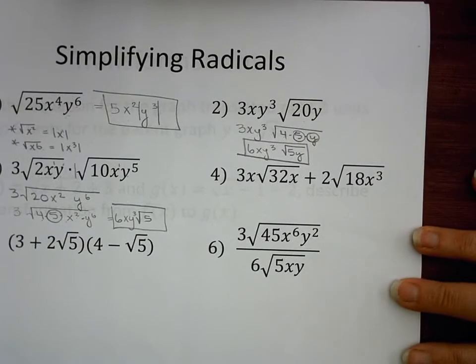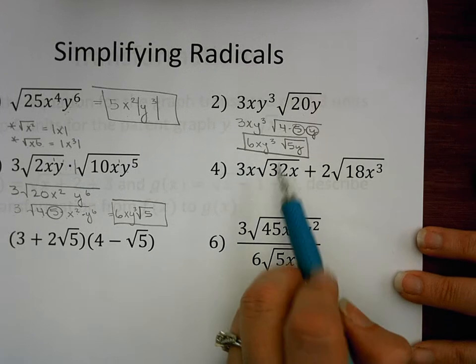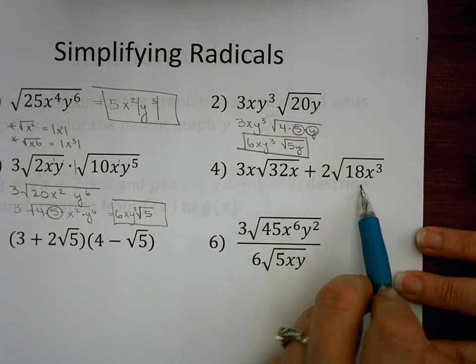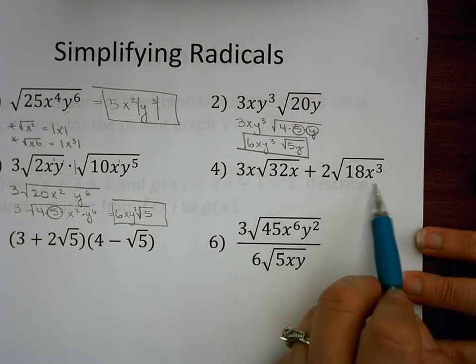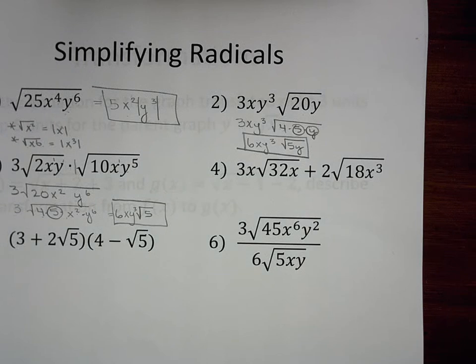So here for adding and subtracting, I always need to make sure that this part is exactly the same. So I have a 32x versus an 18x cubed. So at this point, I can't actually add it. But if I try to simplify it first, maybe they'll have the same radicand. And if that's the case, then I can add.